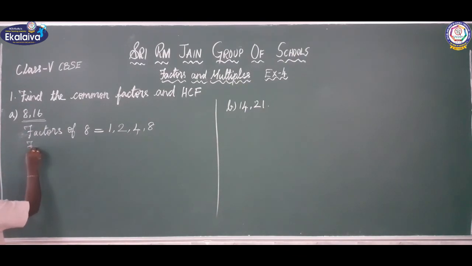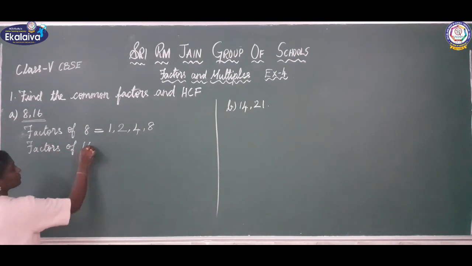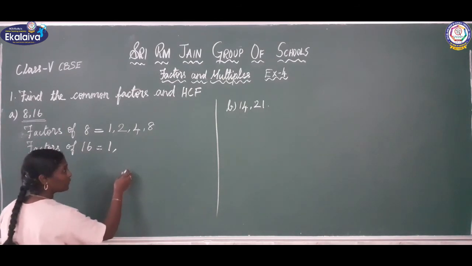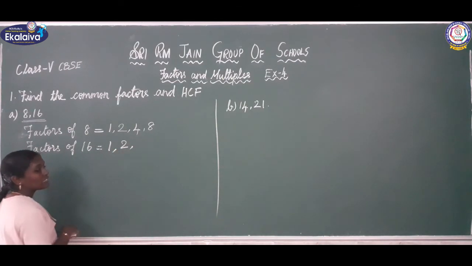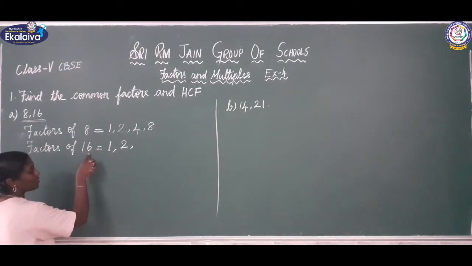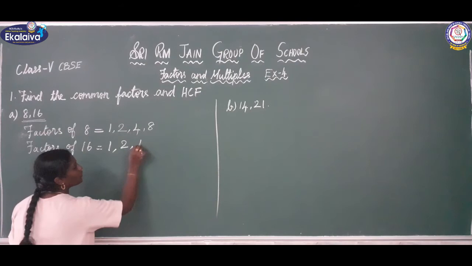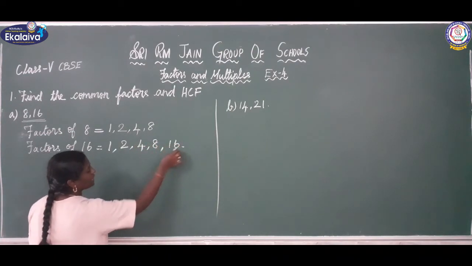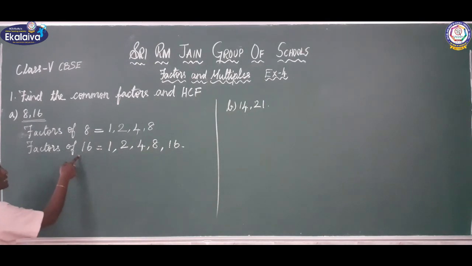Now we have to find the factors of 16. Here again 1 is the first factor, then 16 is an even number, so 2 is the factor. Then here the sum of the digits is 7, so it's not divisible by 3. Then 4 is the factor and 8, then 16. So these are the factors of 16.